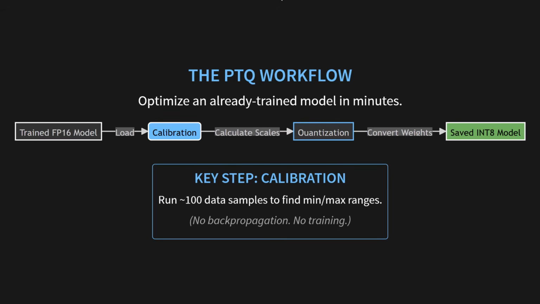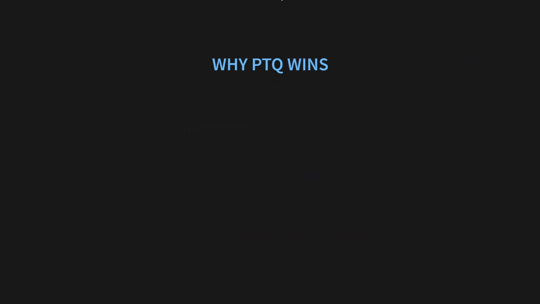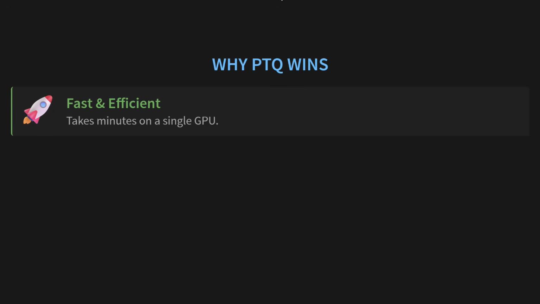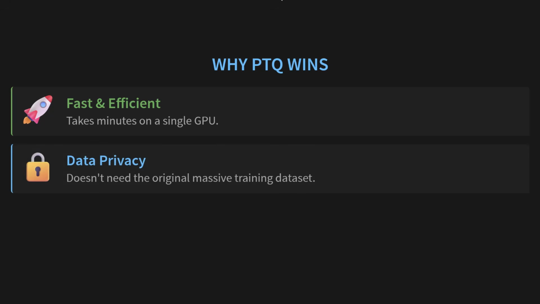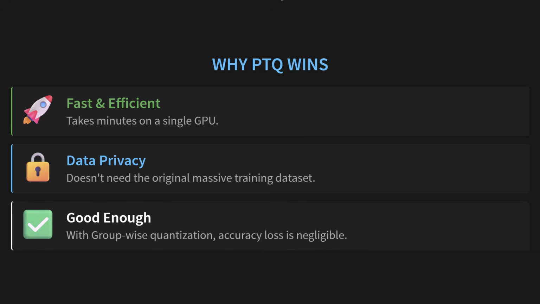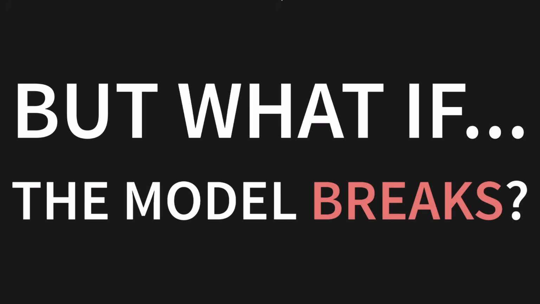That's it. So, why does PTQ win? 3 big reasons. First, it is fast and efficient. We're talking minutes on a single GPU, not days. Second, it's great for data privacy. You don't need the original, massive, often proprietary training dataset, just a tiny, representative sample for calibration. And finally, with the modern techniques we've discussed, like group-wise quantization, it is good enough. The accuracy loss is often completely negligible. But what if it's not? What if you run PTQ and the model just breaks?